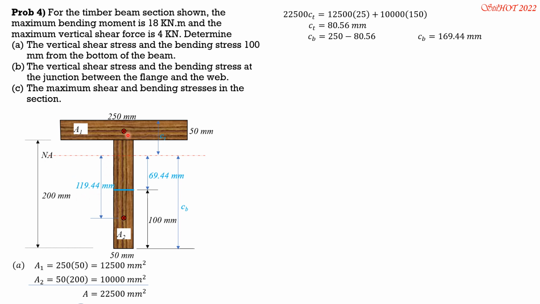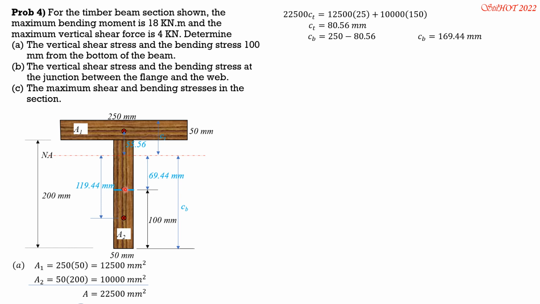So this is the centroid of the area of the flange. Its distance from the neutral axis is half of 50, 25, or C sub t, 80.56 minus 25. So that would be 80.56 minus 25, which is 55.56 mm.